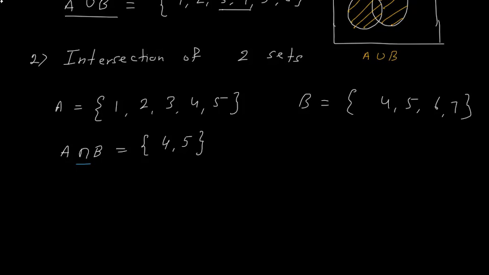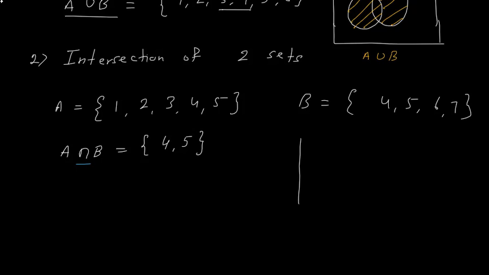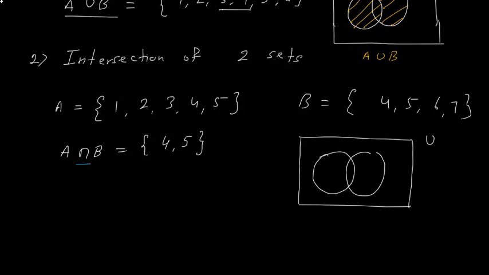If we want to show them using a Venn diagram, this is my universal set. This is our set A. This is our set B. Then the intersection of A and B. So this part, which is common to both A and B, is the intersection of A and B.